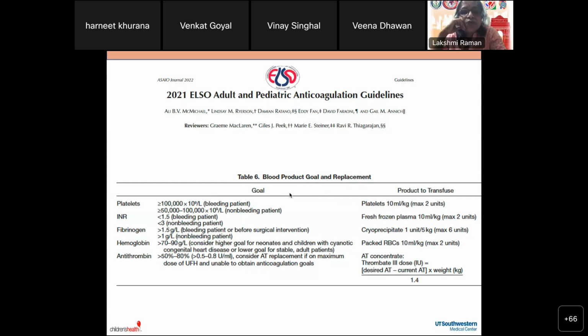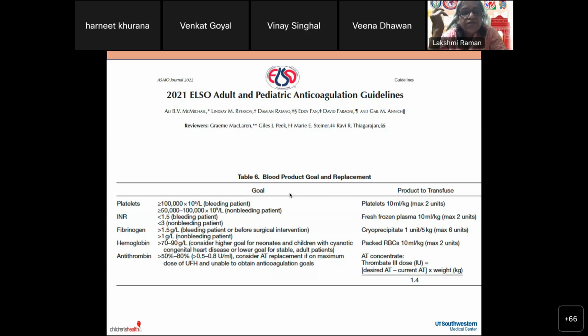And again, ELSO also has some blood product goals and replacements. We typically say our platelet goal should be greater than 100, but often we are not able to meet that goal. Particularly, we do use ECMO for a lot of our oncology and sometimes bone marrow transplant patients, and often that's not a goal that we can achieve. So we tend to set the goal based on the underlying patient disease process and what bleeding risks they are at, and that is how we set the platelet goal for the day.